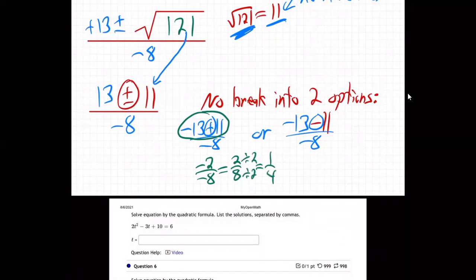So that one's 1/4. What about the other one? This one, again, use your calculator or think about money. If you lose $13 and then you lose 11, you lost a bunch of money. You lost $24. You just use your calculator, it'll tell you that. Then divide that, you get plus 3. So there's our 2 answers, 1/4, positive 1/4, and positive 3.